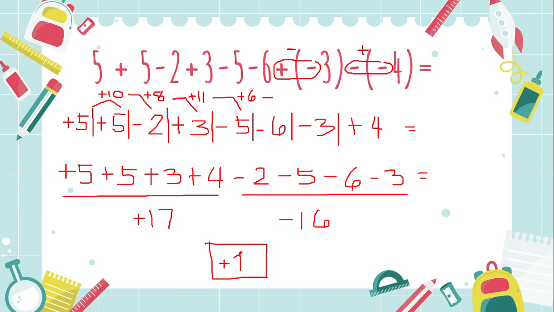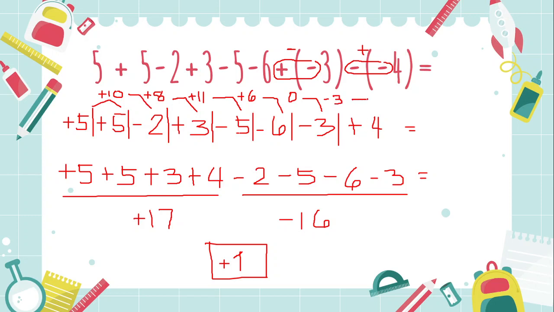Next, positive 6 and negative 6. So we have two unlike sign numbers. So all we need to do is to subtract them. So 6 minus 6 is 0. Next, 0 and negative 3. So all we need to do is just copy the negative 3 here, since this is 0 already. So you have negative 3.